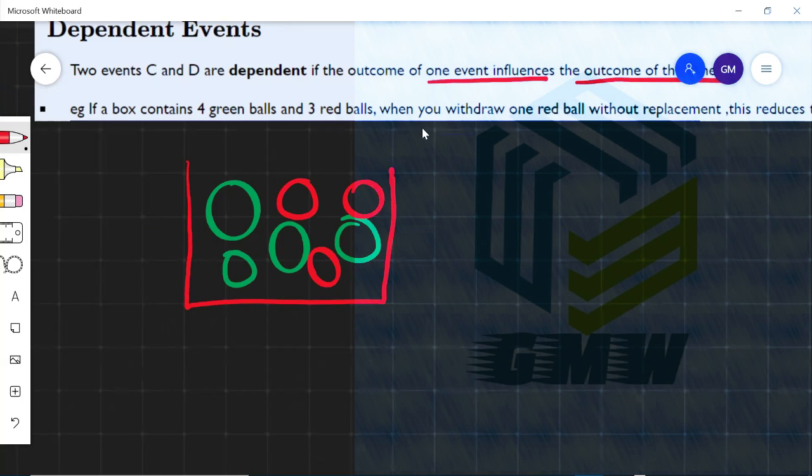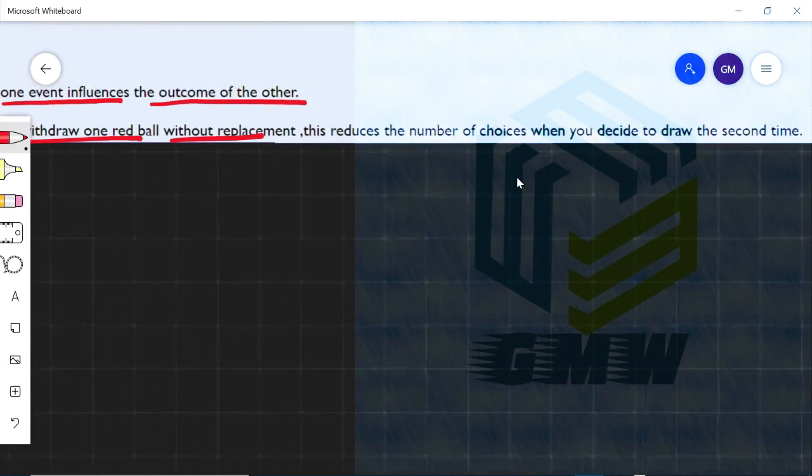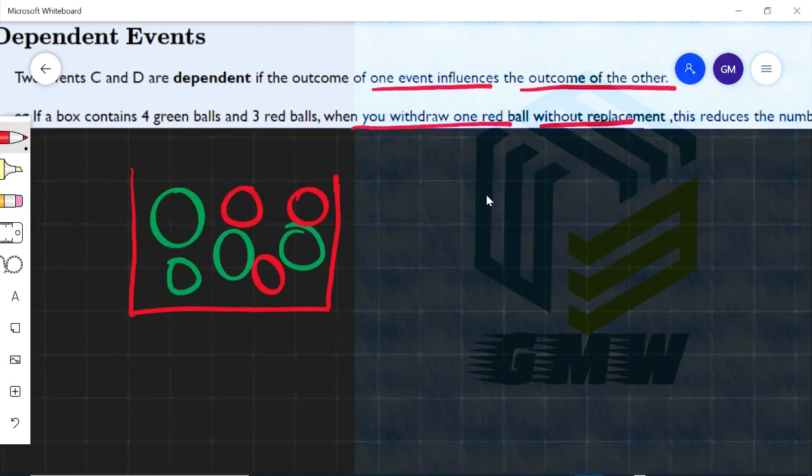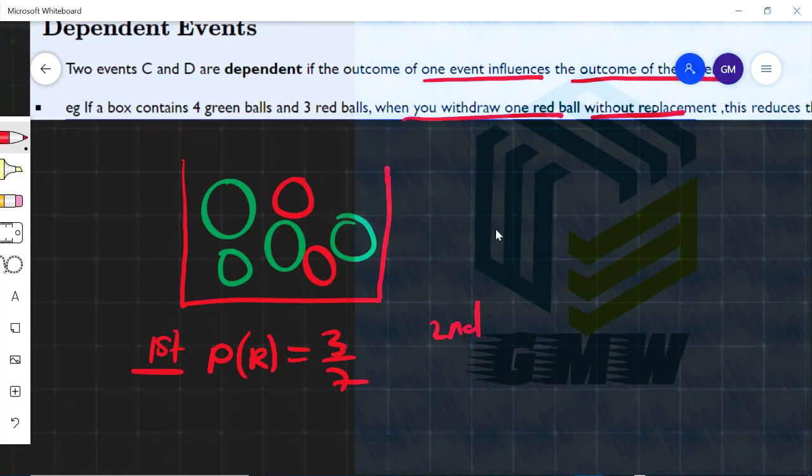So when you withdraw 1 red ball without replacement, this reduces the number of choices when you decide to draw the second time. So let's do what this sentence is saying, right? You see here, what is the probability, let's say for the first time, of picking red? 3/7, right? Now, for the second time, let's say when someone picked the red ball, they kept it in the pocket, right? Now, what do you think is the probability of picking red again? 2/6, because now the container has 6, right?